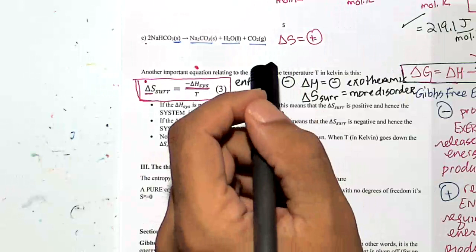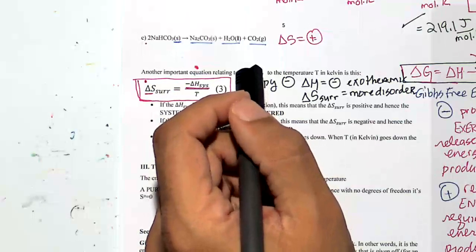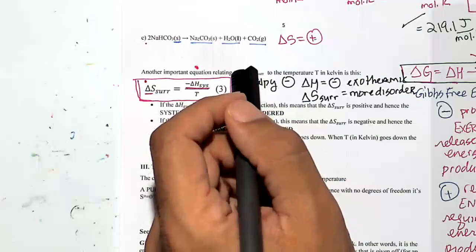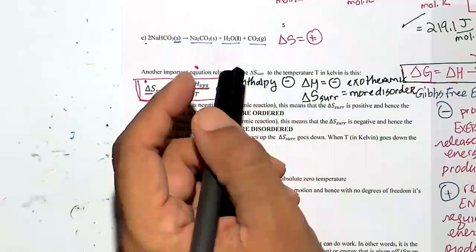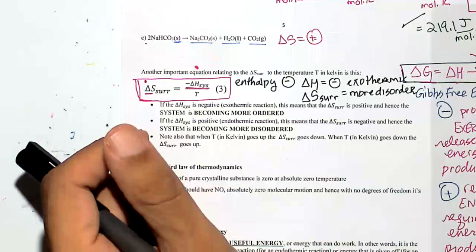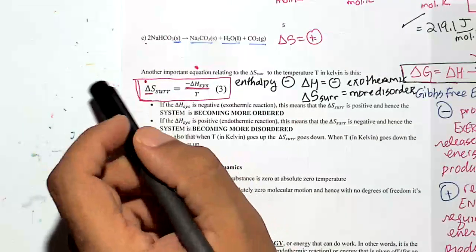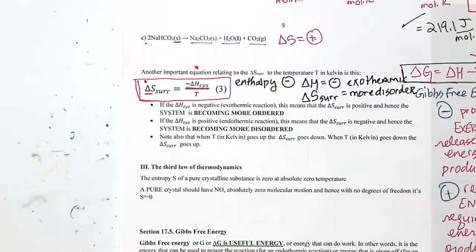Disorder means randomness. So an exothermic reaction will cause more disorder to its surroundings by releasing heat to the surroundings. Surroundings take that heat, and that causes more disorder to it. So that's the relationship between this.